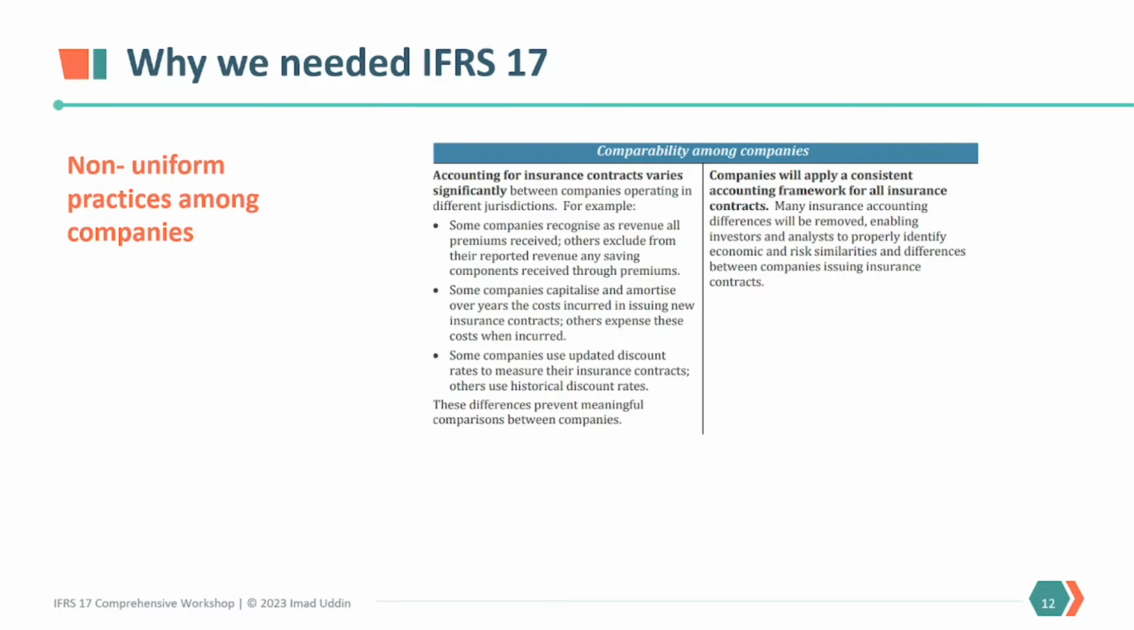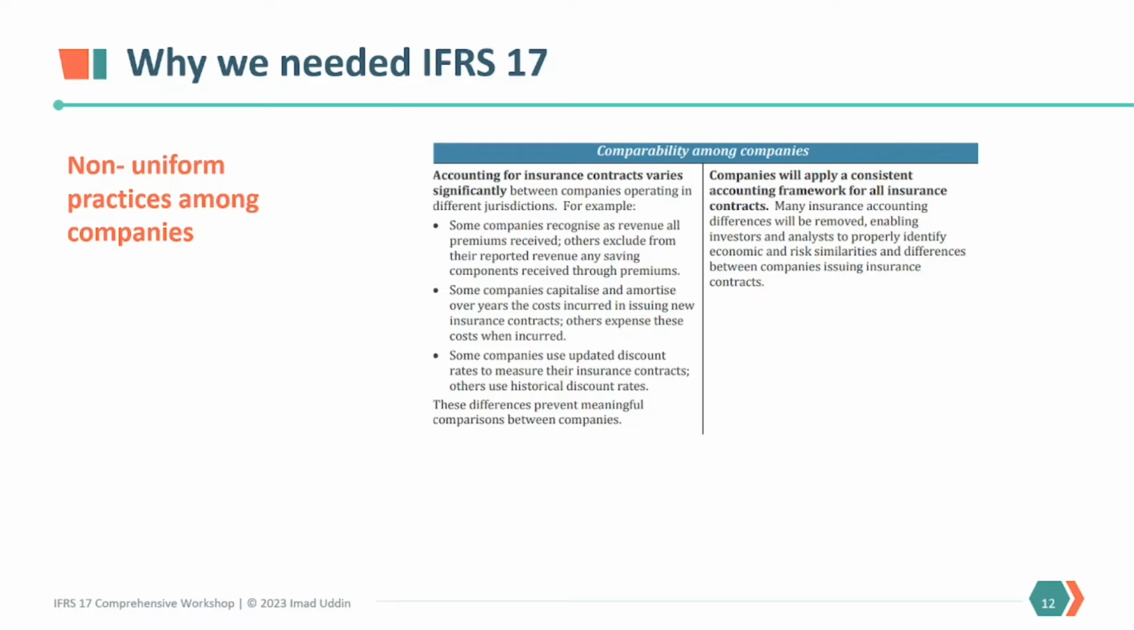So here are some examples. Some companies recognize as revenue all the premiums received. Others exclude from the reported revenue any savings received through premiums. So this is an inconsistency. Similarly, some companies capitalize and amortize over years the costs incurred in issuing new insurance contracts. Others expense these costs when incurred.